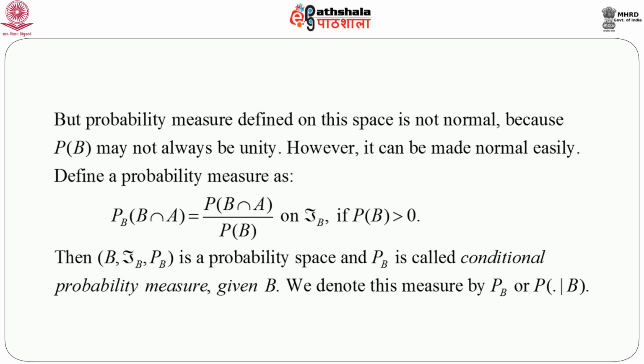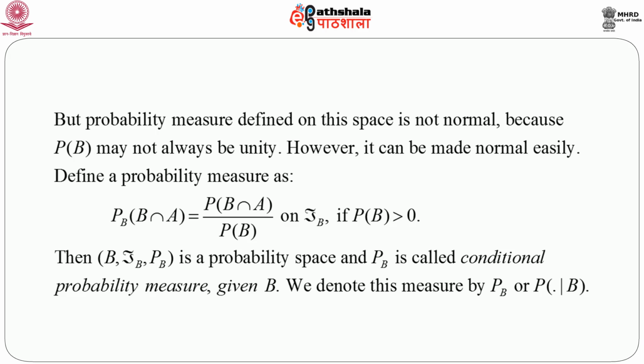With this definition of the probability function, we can immediately say that B, script F_B and P_B is a probability space, and this P_B is called the conditional probability measure, because this is the probability function of the measurable space. So we can call this the conditional probability measure given B. We denote this measure by P_B, or P of some set, dot, given B.